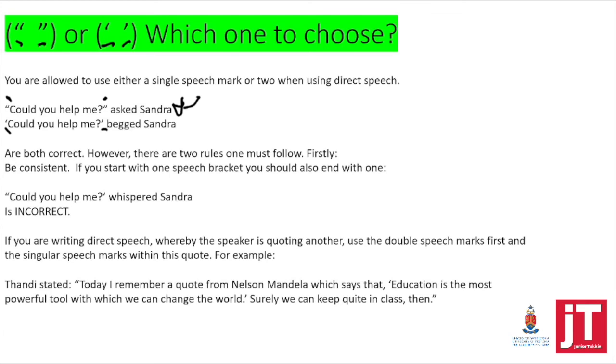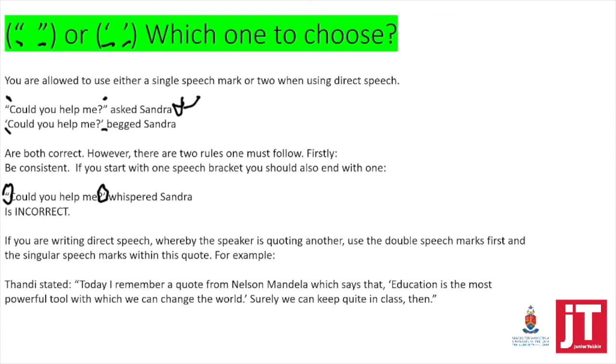This would be considered incorrect because here, like I said, the inverted commas do not correlate, so make sure that they do. Also, make sure it correlates throughout your piece of writing. The general rule is if you're quoting, just use one, and if you're performing some sort of dialogue, then you should use two. But if you are going to use one, be consistent and use it throughout your piece of writing.